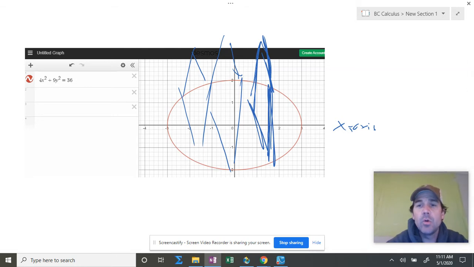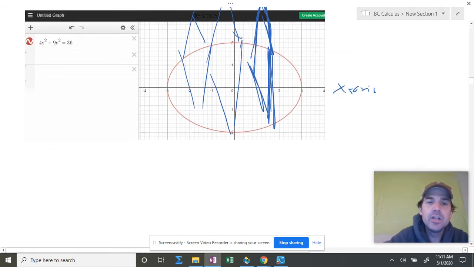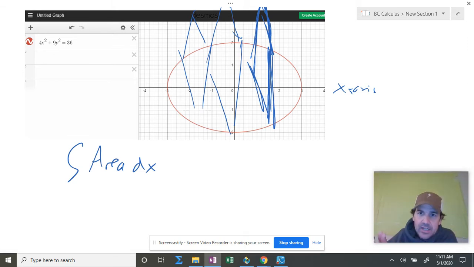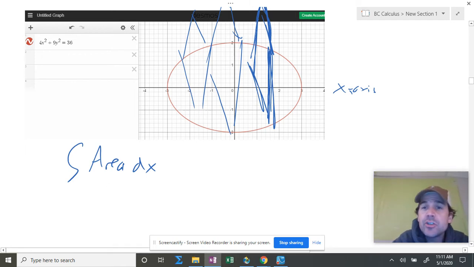Anytime you do a volume problem, it's always the integral of your area dx, or dy. You just find the area of a cross-section piece and sweep it. In this case, anytime you're doing it perpendicular to the x-axis, you're going to sweep it along the x-axis. These are all squares, so basically what you have to do is you take your integral, starting at -3 and going to 3.